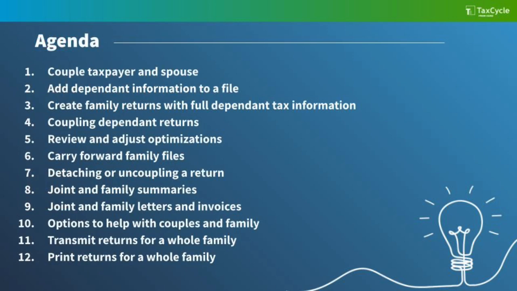All right, so what we are covering today, we are going to talk about family returns. We have 12 points of family return. We are going to learn about coupling, taxpayer, and spouse return. We are going to talk about dependent worksheet, dependent information versus full dependent tax return, and having them linked. Really a little bit of optimization and where you can review them and adjust them.